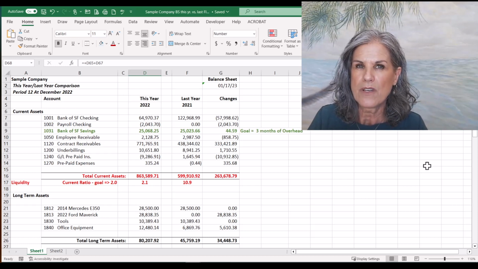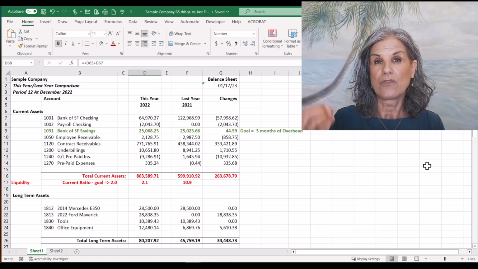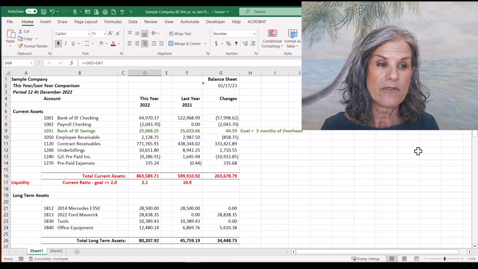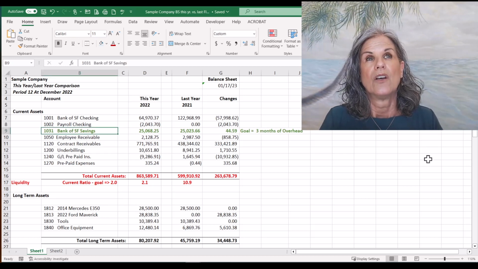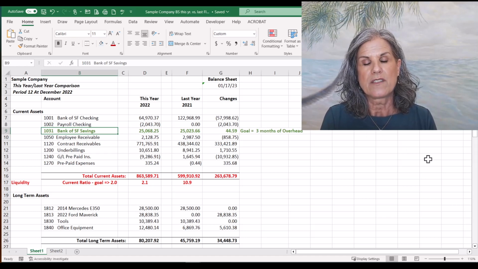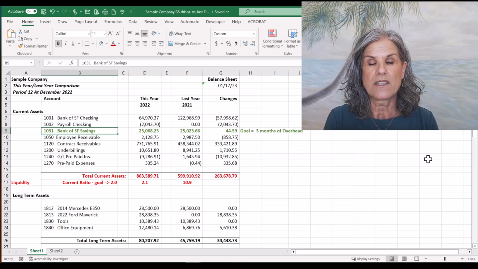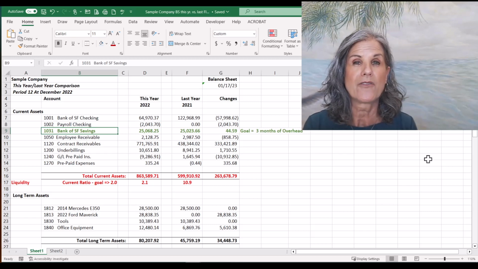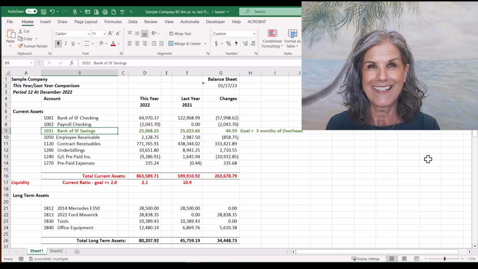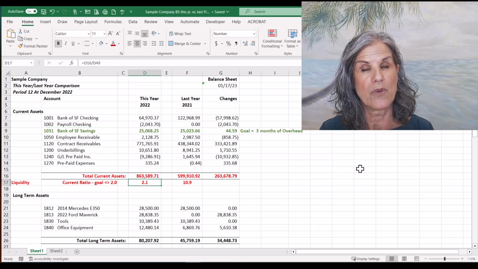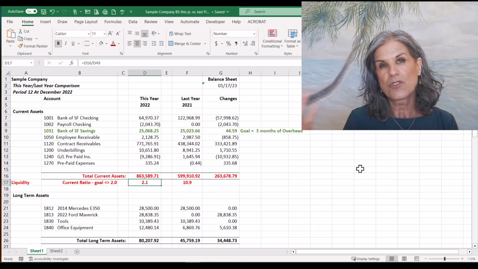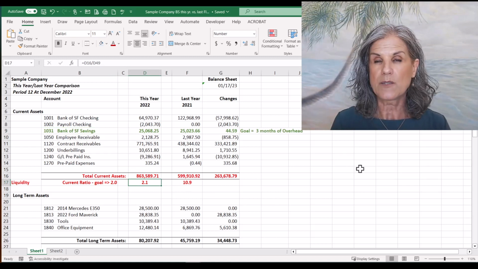So there's a couple other numbers that are useful for you to look at on your balance sheet. One of them is having a cash reserve goal. Another good standard in business is to have 3 to 6 months equal to your overhead in cash reserves. Why? Because when you have 3 to 6 months of overhead in cash reserves, it definitely tends to help this current ratio number.